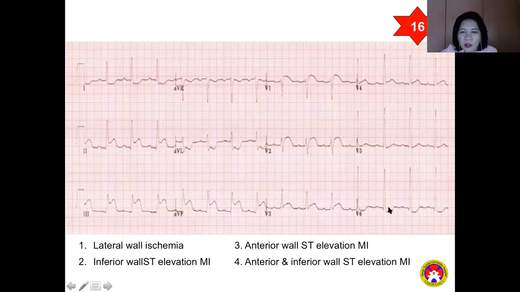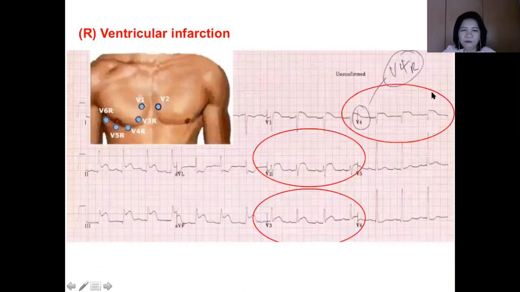Okay, and this one, maybe just reciprocal changes, telling you that there is concomitant lateral wall ischemia. So this is an inferior and an anterior wall ST elevation myocardial infarction.